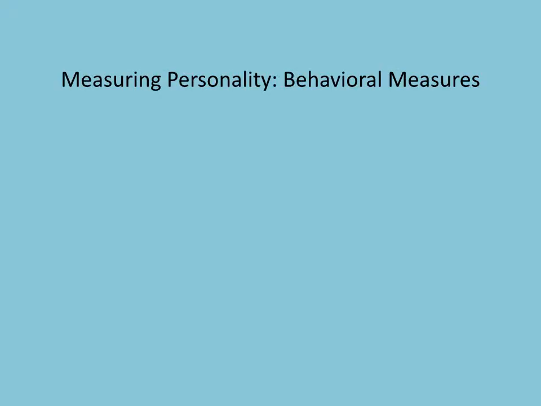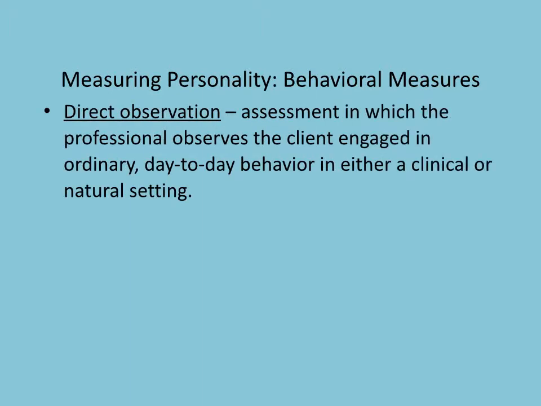Now, other ways we look at personality is by behavioral measures. When we deal with behavioral measures, the most common one is direct observation, which is an assessment in which a professional observes the client engaged in an ordinary or day-to-day behavior to detect. Typically, if you're going to be diagnosed as ADHD or anything like that, you're typically going to have a classroom visit by a psychologist to see if you actually need it. So they're just going to sit there and watch your behavior. Now, while they're doing a direct observation, they're going to write down what you're doing and things like that.